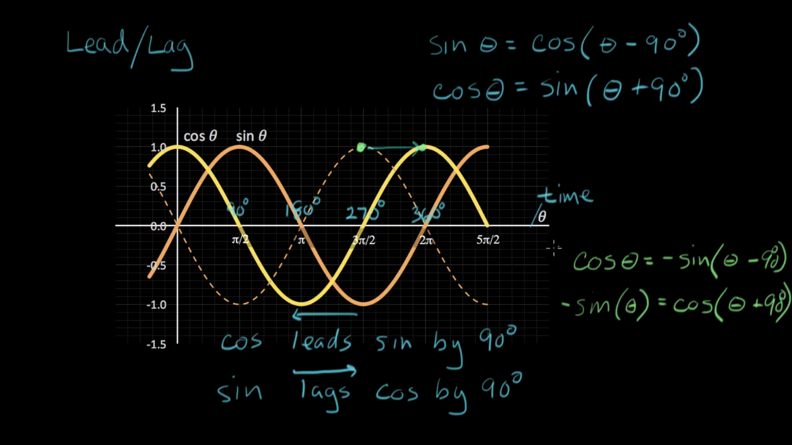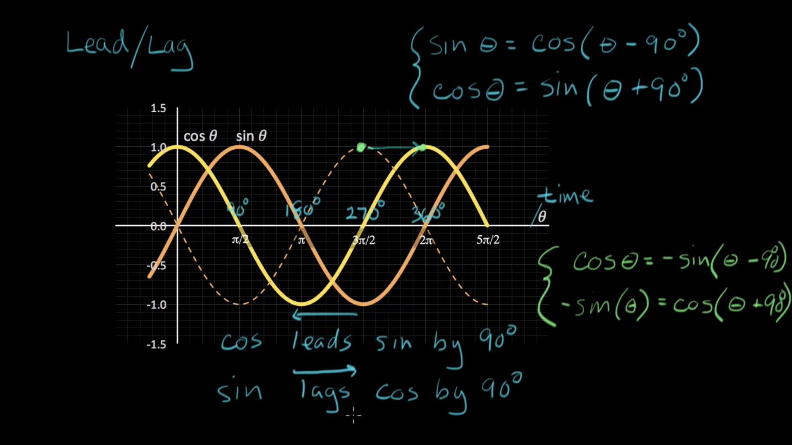So this identity and this identity are pretty useful to have around. This one allows us to convert sines and cosines together. This pair here is useful for moving minus signs around.